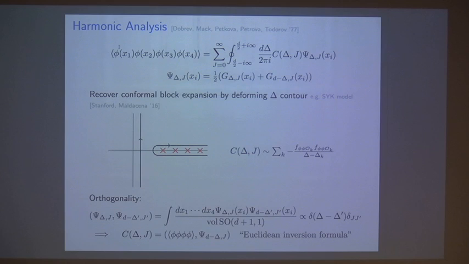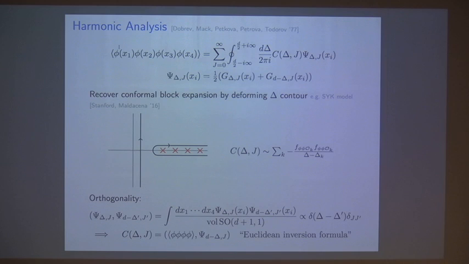And for those of you who've studied the SYK model, this will probably look extremely familiar. These are the tools that Stanford and Maldacena used to solve the four-point function in SYK. Essentially, they were using harmonic analysis for SL2R. Here, we're just doing harmonic analysis for the higher dimensional conformal group.